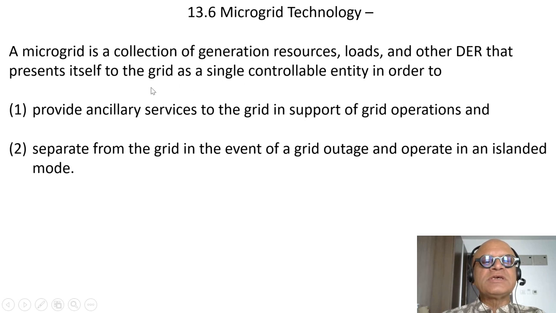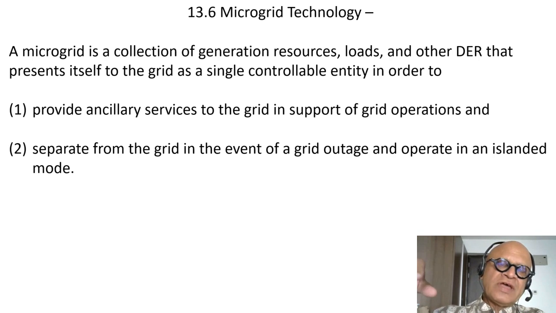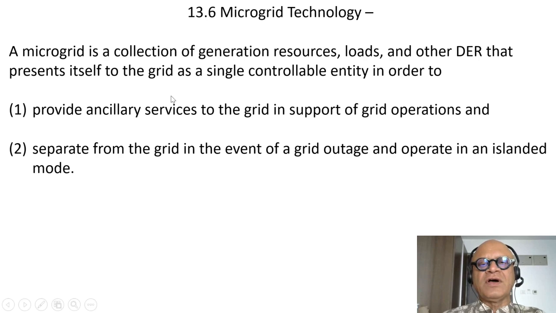So microgrid technology is a collection of generation resources, loads, and other distributed energy resources that present itself to the grid as a single controllable entity. So microgrid has its own energy production, its own set of users, and its own load variations, and the main grid can see it as just one unit coming in with this kind of energy supply and demand. Okay, so they are controllable entities in order to provide ancillary services to the grid in support of grid operations.